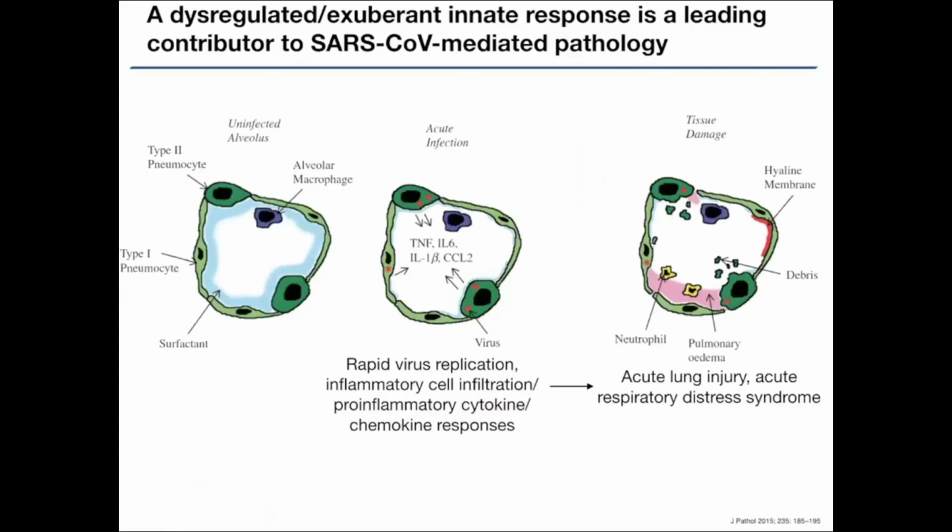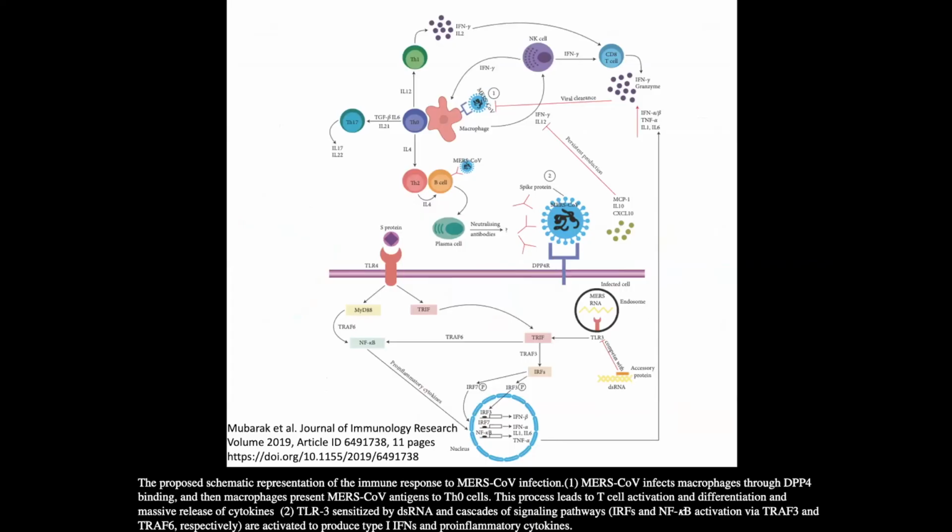The idea is that you have these pneumocytes that are infected, you have an acute infection, and a number of inflammatory cytokines that are expressed, including TNF, IL-6, IL-1 beta, and CCL2. And ultimately, you're creating acute lung injury and acute respiratory disease because of this cytokine storm.